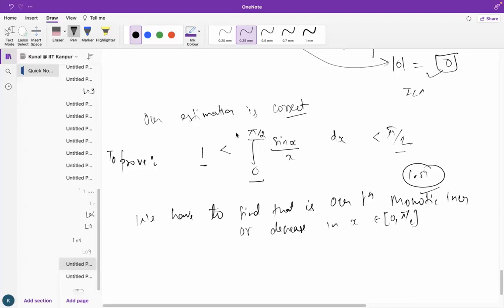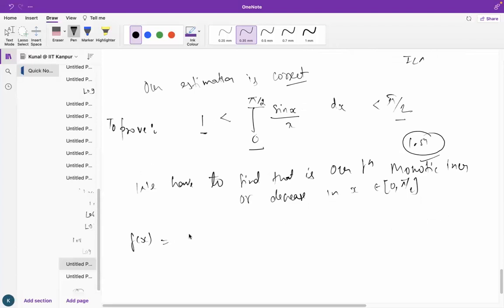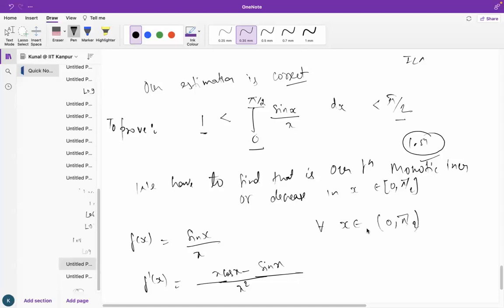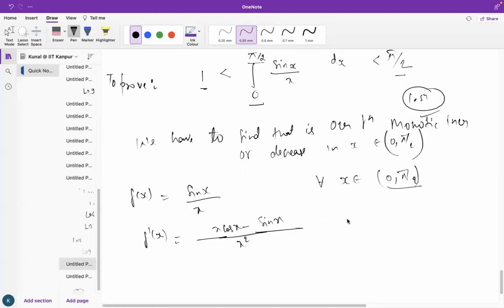So our f(x) is nothing but sin x by x. So how do we find it? We differentiate this, using the quotient rule. So it will be x cos x minus sin x, over x square, right? And we are looking at all x belonging to 0 to pi by 2. Let me correct this, open the bracket. Okay. Now, we have to calculate in this region only. So what I'm trying to do here is take cos x common.